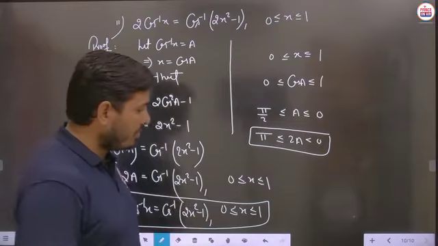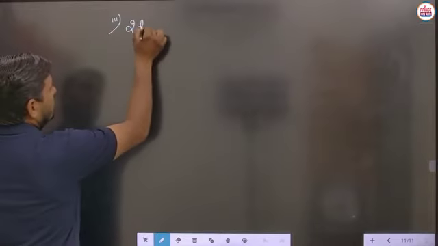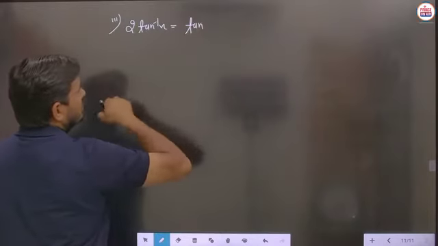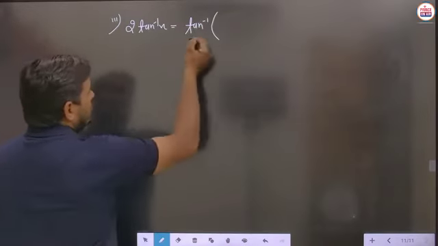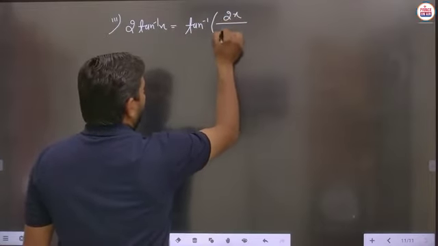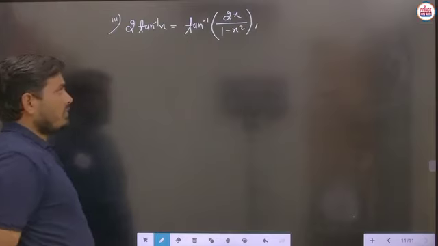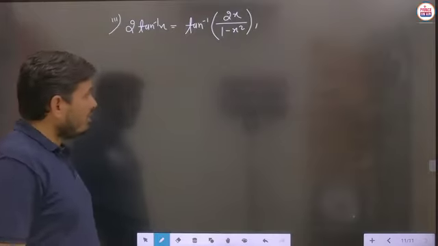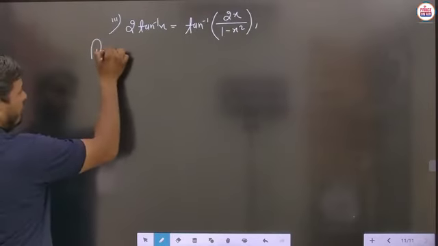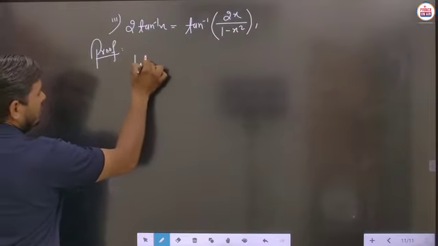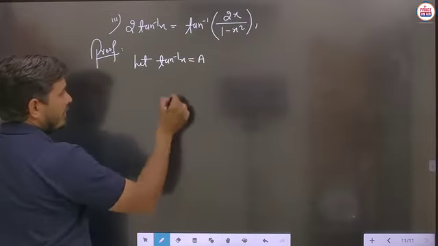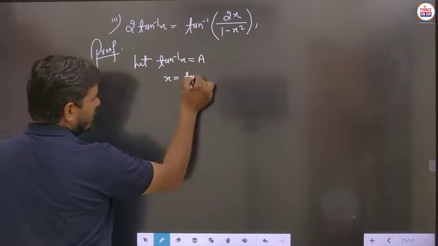Now we will take the third part, that is 2 tan inverse x, and here you can say that this is to be written as tan inverse of 2x upon 1 minus x square. Here again some situations are to be handled when we do the proof of the property. So again, if we see the proof of this property, then let tan inverse of x be written as A. Then what can you say about x? x will be taken as tan A.